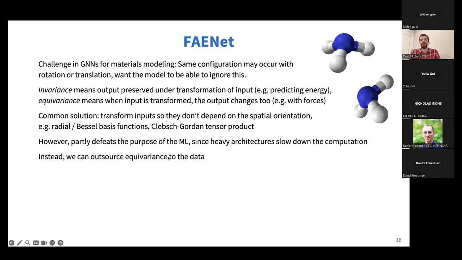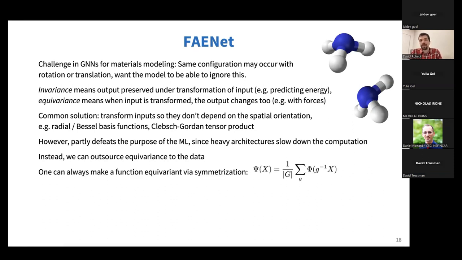And so instead, we outsource equivariance to the data, and we use an approach called frame averaging. I'm going to go over the details a little bit quickly here, but the basic idea is leveraging some ideas from representation theory, where you can always make a function equivariant by symmetrizing it under the different ways that you can transform it, just averaging over all the possible transformations.